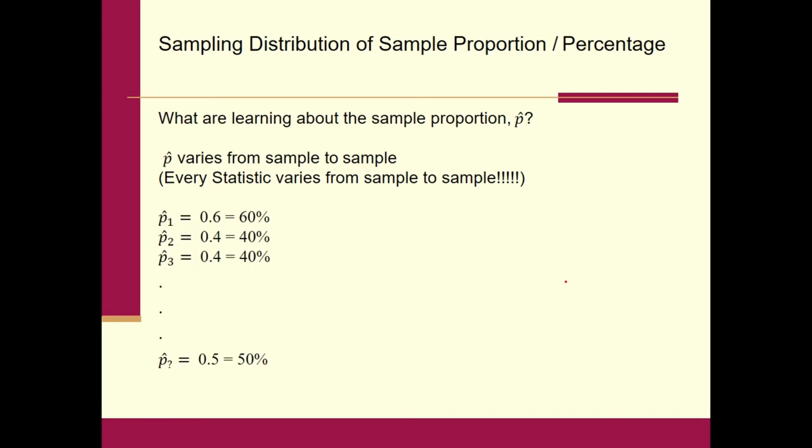So p hat for our first student turned out to be 0.6 or 60%. For the second student, it turned out to be 40%. The third person, maybe again 40%. These can repeat themselves. So we would have taken a look at all 36, but there's certainly more than 36 possible samples out there. Actually, I put a question mark here because there's a whole bunch of possible samples, each with their own p hat. Maybe the very last one that we could possibly take turned out to be 50%.